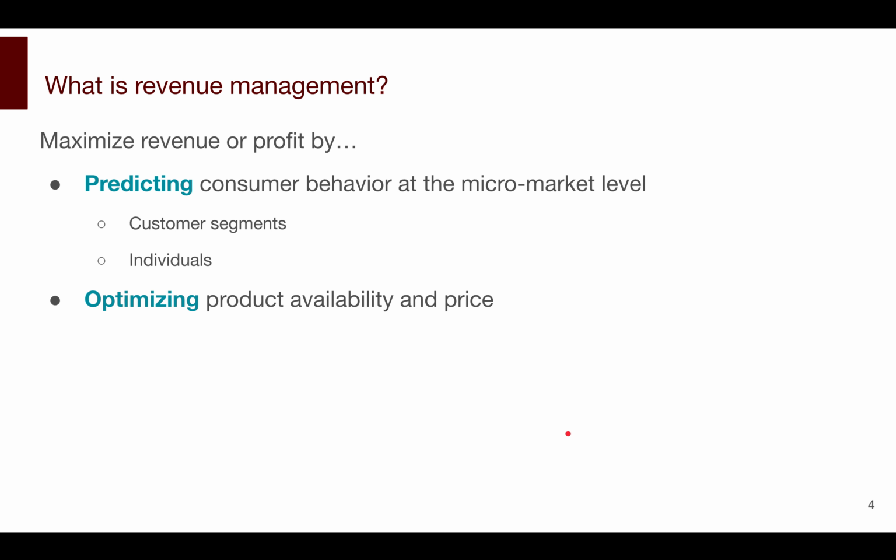Alright, that's quite wordy, so let me try to summarize it as follows. The goal of revenue management is to maximize the revenue and or the profit by, firstly, predicting the customer behavior at the micro-market level, which means either customer segments or even at the individual level, and based on that knowledge, optimizing the product availability and product pricing.